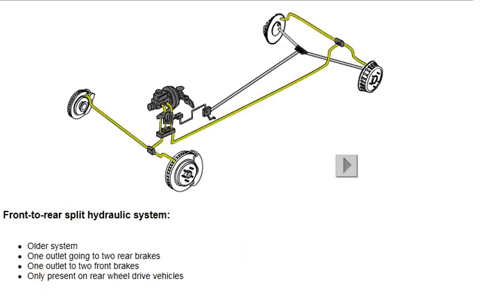The front-to-rear hydraulic split system is the older of the two split hydraulic systems. In this system, one outlet from the master cylinder is connected to a line going to the two rear brakes. The other outlet from the master cylinder goes to a line that leads to the two front brakes. This system is only present on rear-wheel drive vehicles.